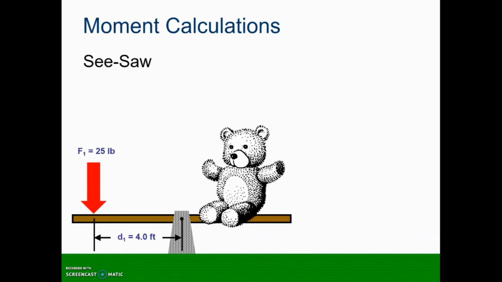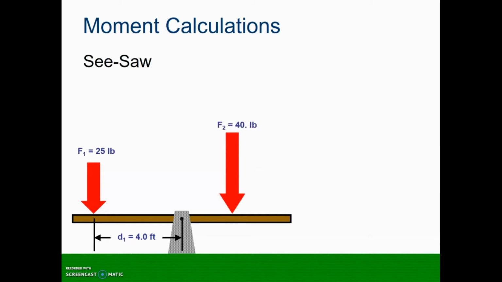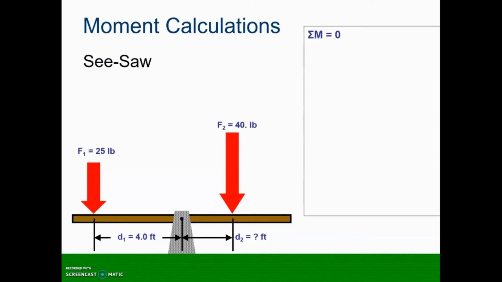So I'm going to replace those teddy bears with the force that they provide going down. And my overall goal is I want to figure out how far away do I need to put that fat old teddy bear so that everything is nice and balanced. So I'm in static equilibrium. So I'm going to start with that static equilibrium idea where all of our moments added together are equal to 0. And I'm going to find the moment of each of those and kind of set up my equation.